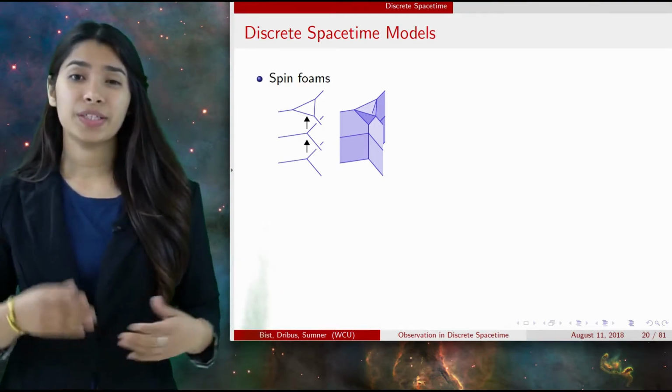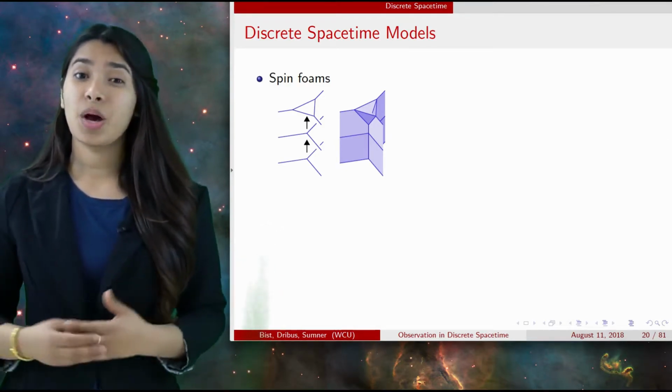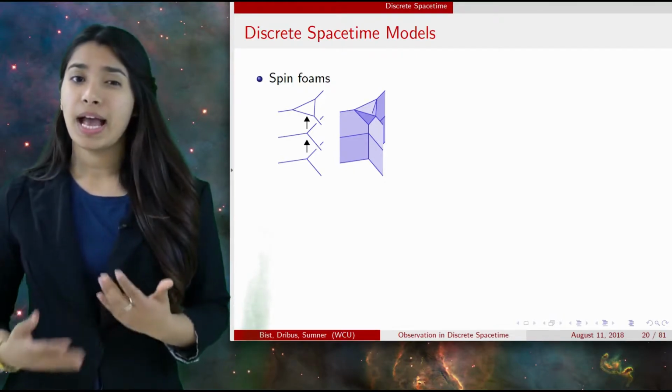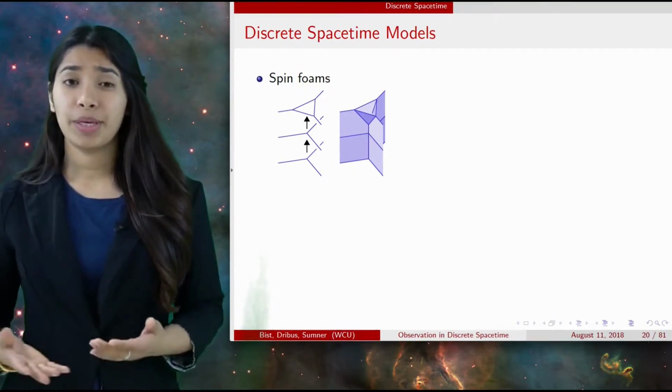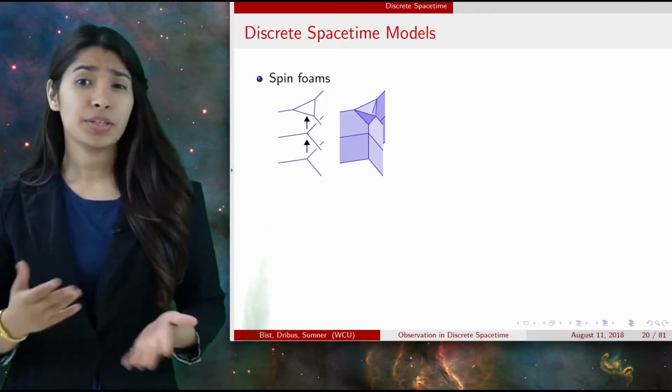Next, we turn to describing some popular discrete spacetime models. These models all involve some notion of discreteness and some notion of causal structure, although some of them may even incorporate spatial structure and some other types of structure.